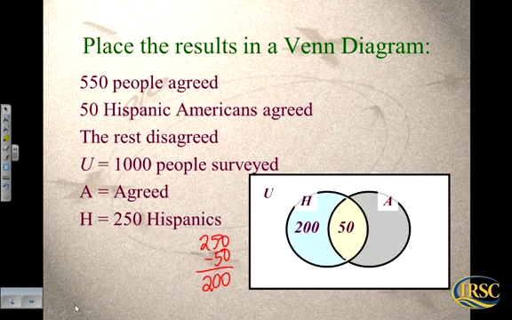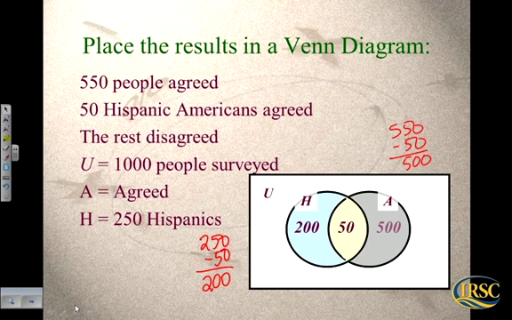So now in the gray area, we're still inside what circle there? A, so those that agreed. We have accounted for how many? 50. How many people agreed altogether? 550. So what do we have to do here? Subtract. So 550 minus 50 then leaves us with 500. So we've got 500 in this region. So all of these Venn diagrams where you're filling in cardinality, again, it's a series of subtractions.